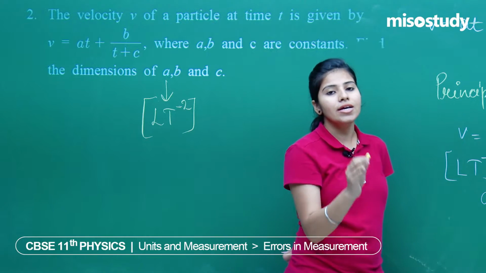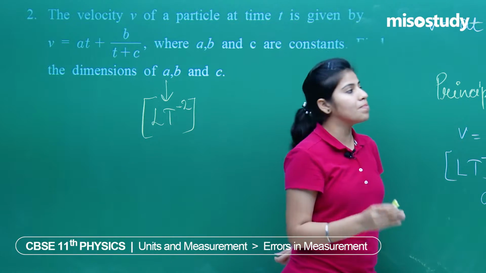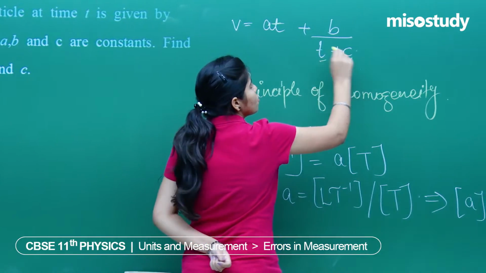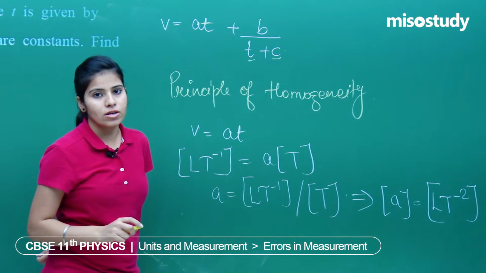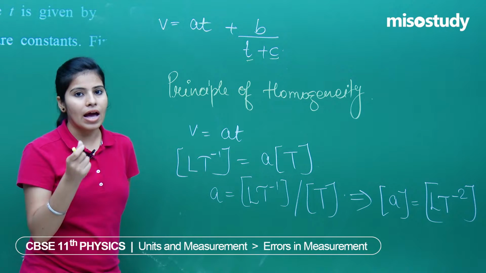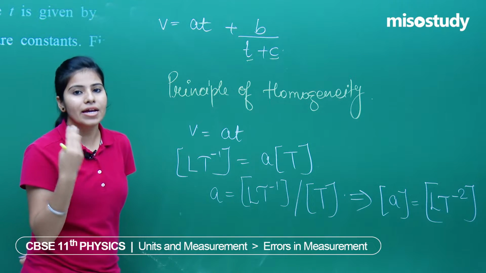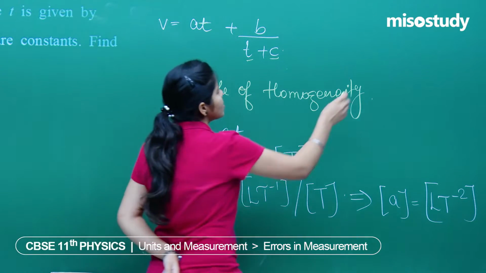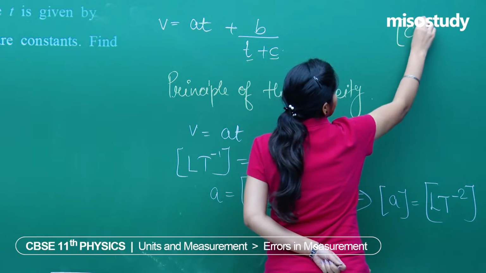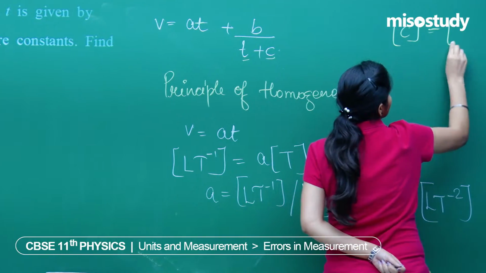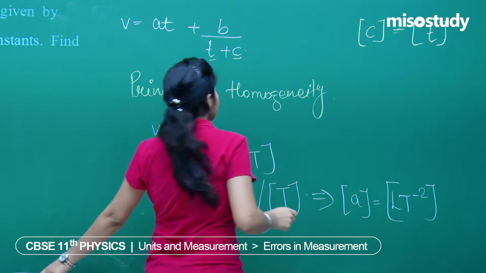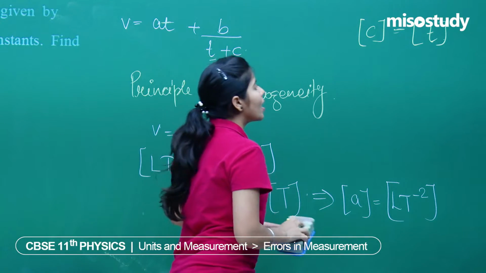Now accordingly, similarly with the same principle, we can say t and c should have the same dimension, because they are being added up, and when two things are being added, their dimensions are going to be the same. So we can say the dimension of c equals the dimension of t. How are we going to write the dimension of t?